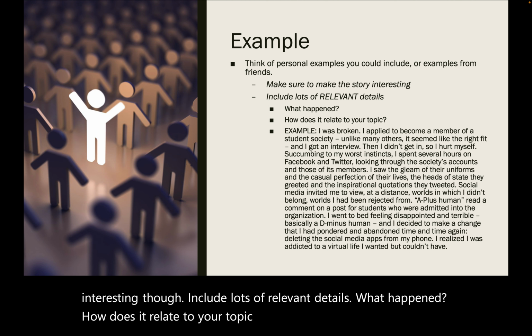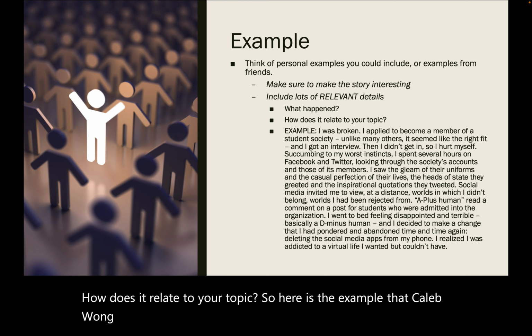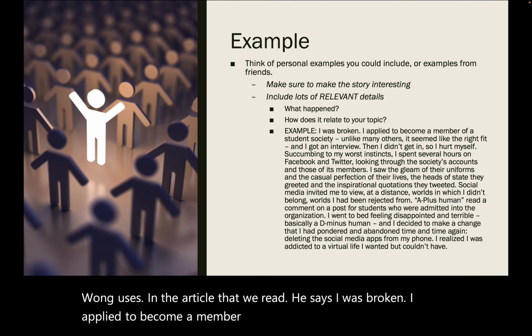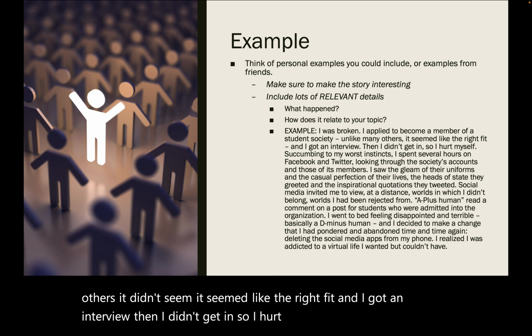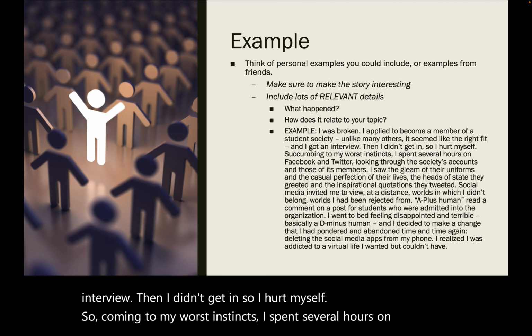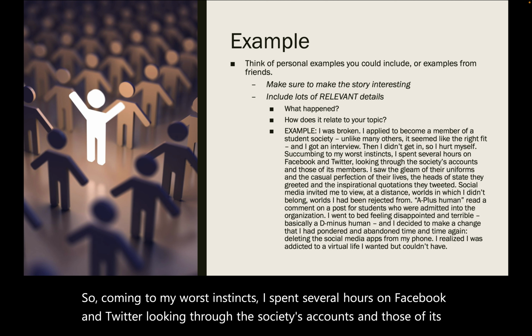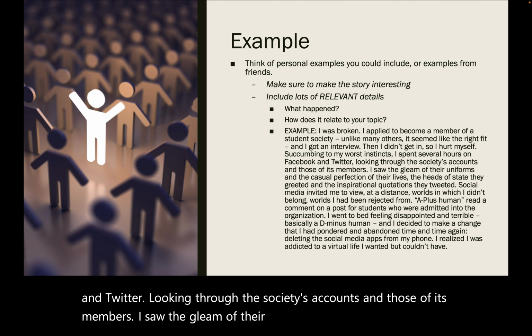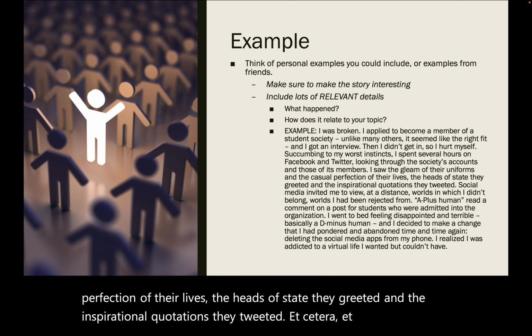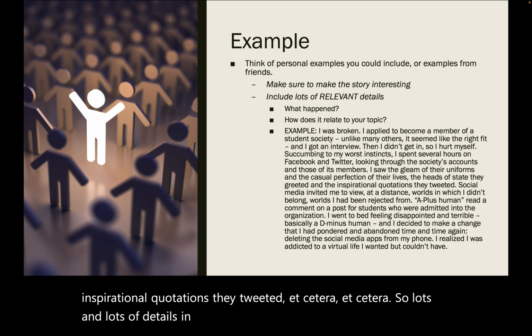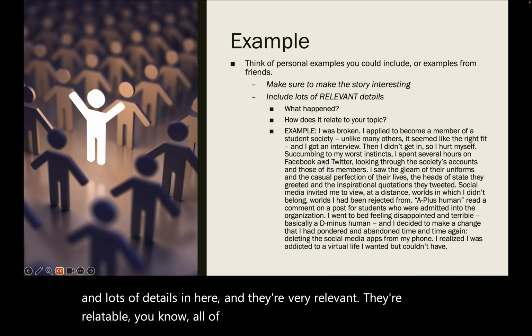So here is the example that Caleb Wong uses in the article that we read. He says, "I was broken. I applied to become a member of a student society. Unlike many others, it seemed like the right fit and I got an interview. Then I didn't get in, so I hurt myself. Succumbing to my worst instincts, I spent several hours on Facebook and Twitter looking through the society's accounts and those of its members. I saw the gleam of their uniforms and the casual perfection of their lives, the heads of state they greeted, and the inspirational quotations they tweeted, etc., etc." So lots and lots of details in here, and they're very relevant. They're relatable. All of this, they're emotional too. So great example here.